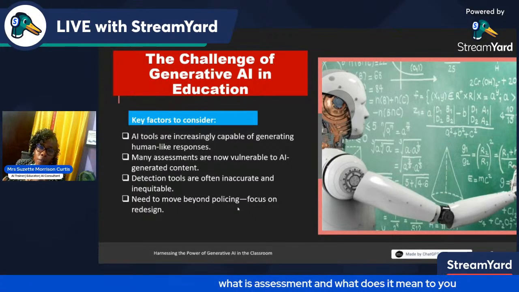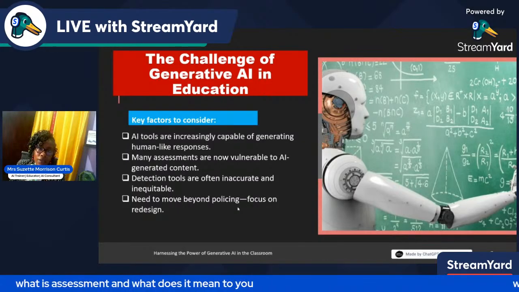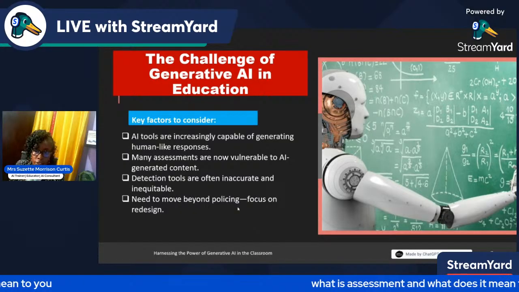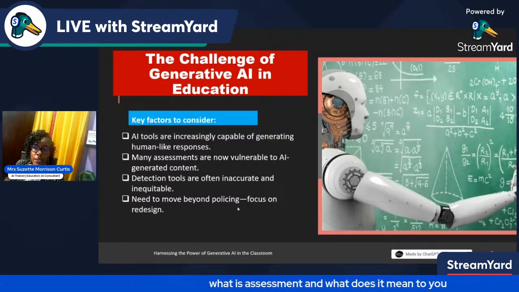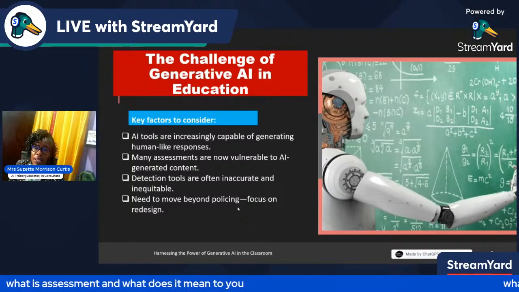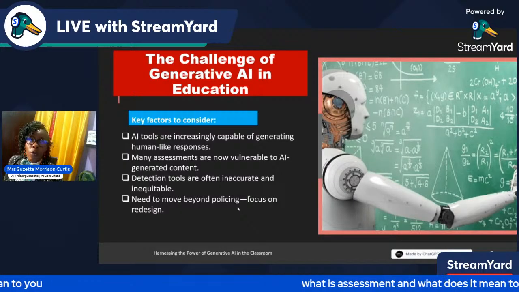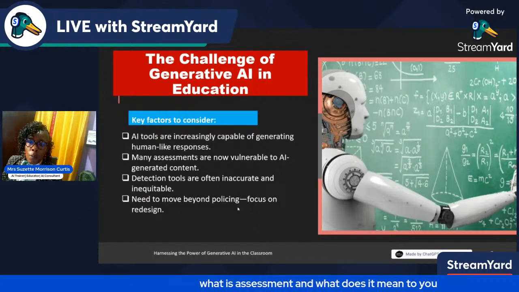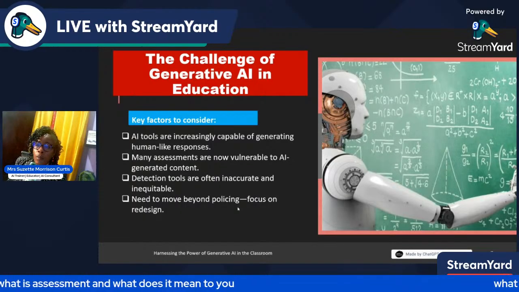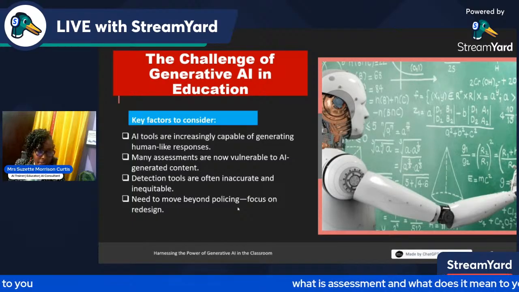So we have to be mindful that AI tools are increasingly capable of generating human-like responses. Many assessments that we create are now vulnerable to AI-generated content. Detection tools are often inaccurate and sometimes give a false positive. Therefore, we have to be more mindful of what it is that the students are using it for. We need to move beyond policing and focus on redesigning.